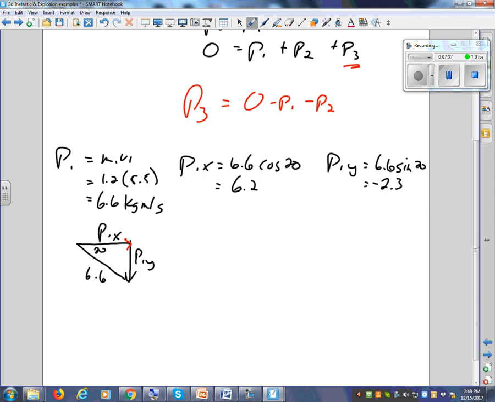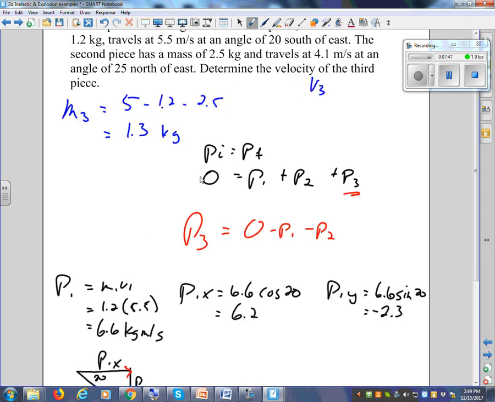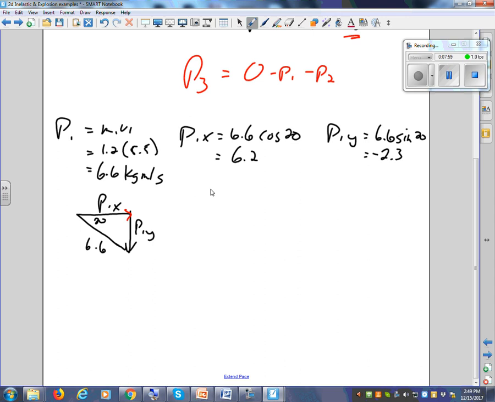Now we're going to do exactly the same thing with P2. Is this any different than yesterday? No. These are actually easier because the initial is 0, unless, of course, the bomb is already moving. Are you going to subtract it or are you going to add it? We'll get to that. I know what you're worried about, but we're getting a little bit ahead of ourselves.